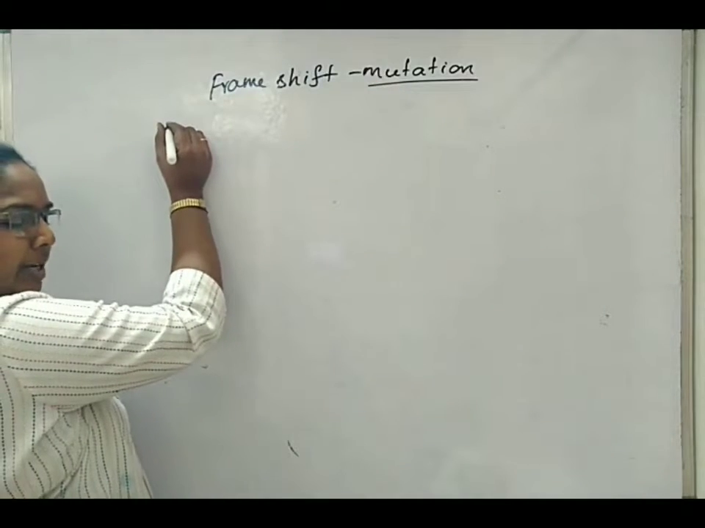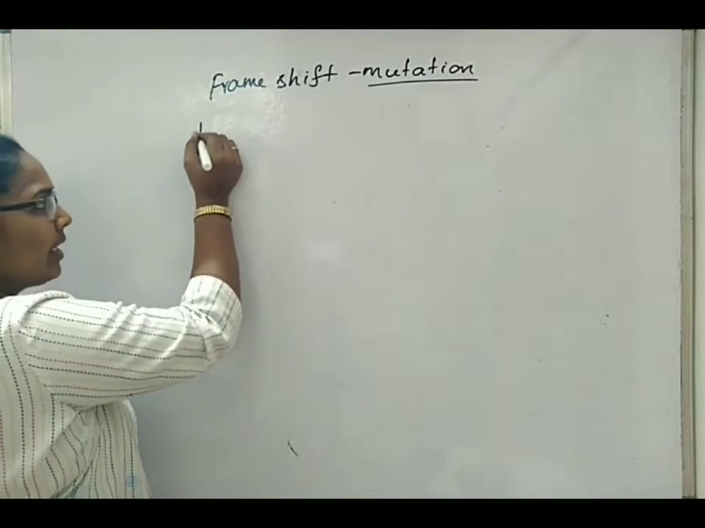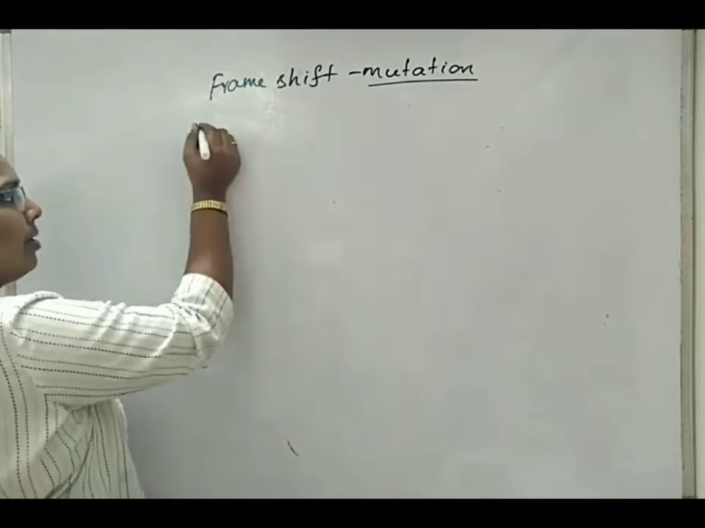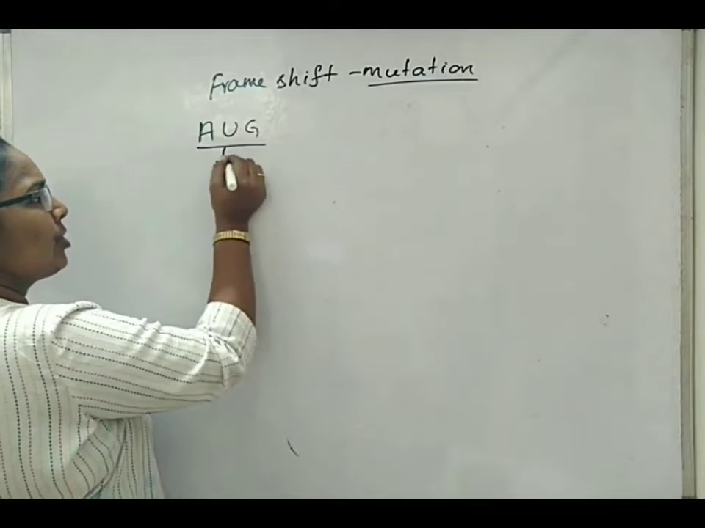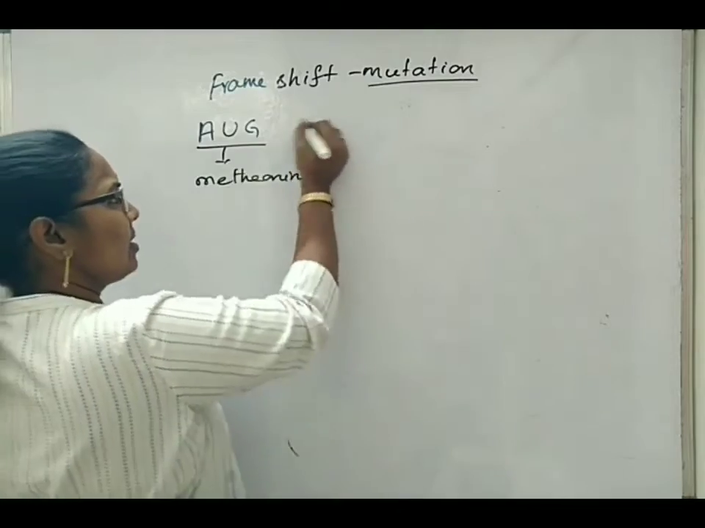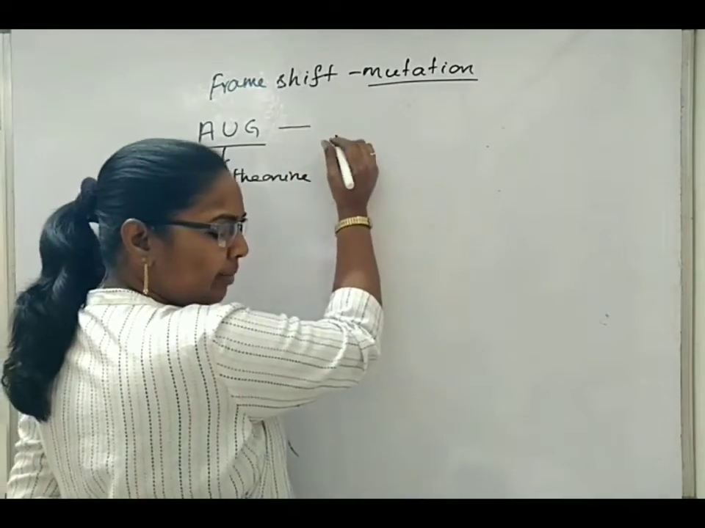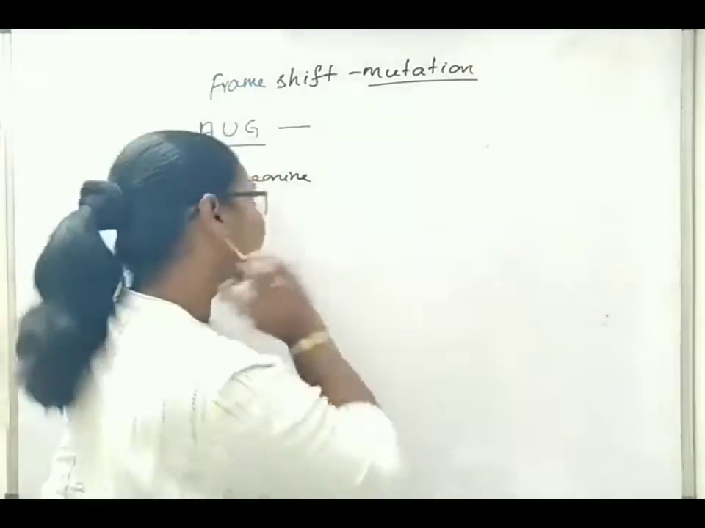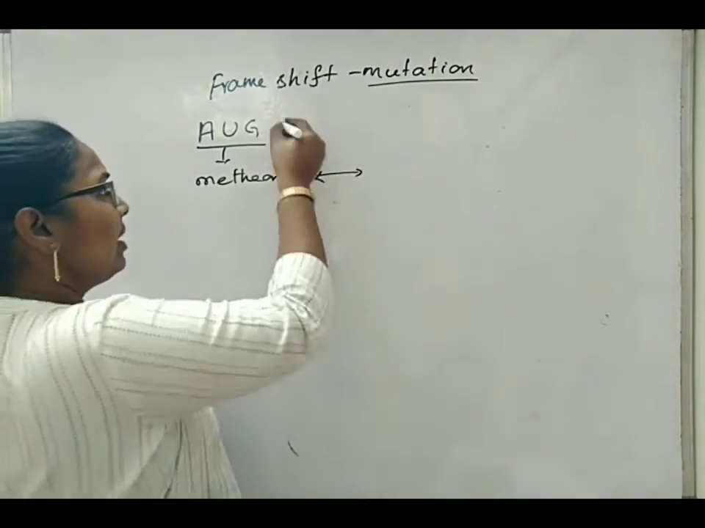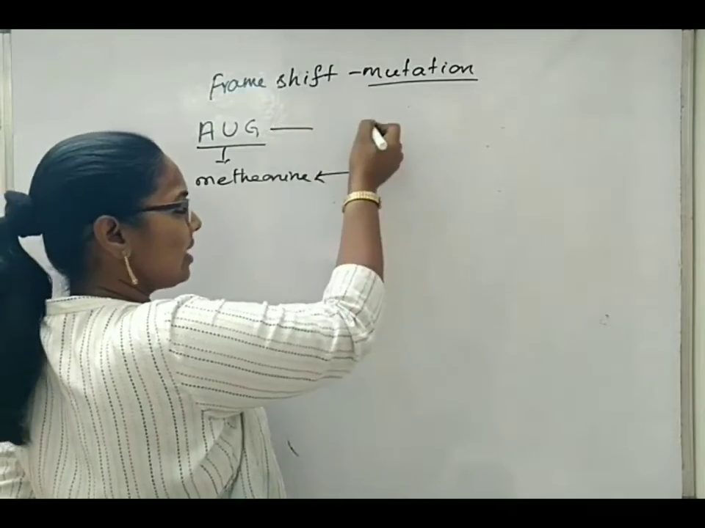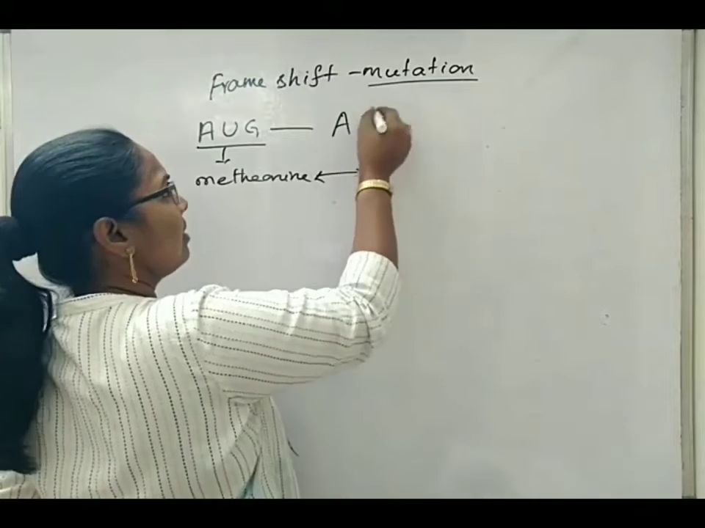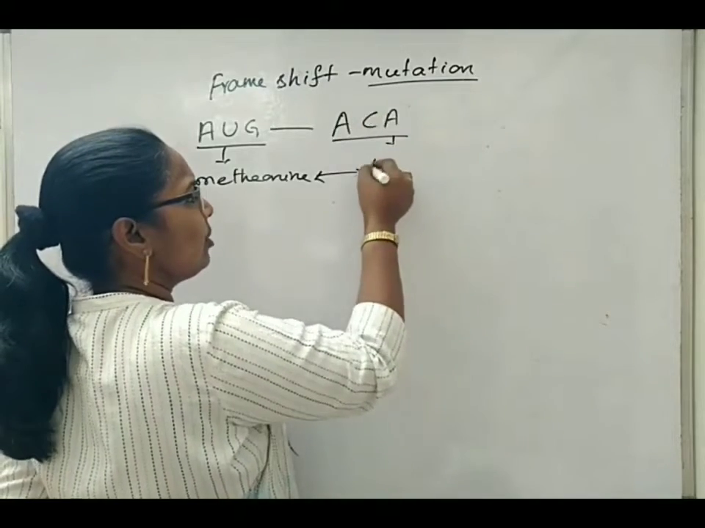Let us take the first codon. It will be AUG, which codes for methionine. Next, it is attached with the help of a peptide bond to another codon sequence. Here not peptide bond, between amino acids is the peptide bond; here between the codons, there is the next subsequent codon. Let's take one example like ACA, which codes for threonine.